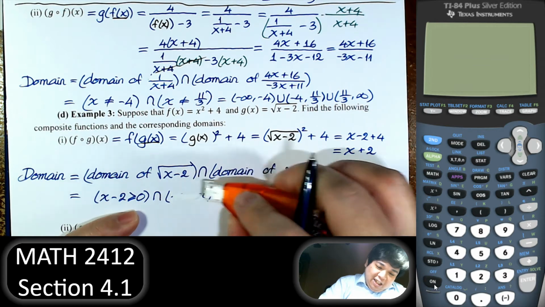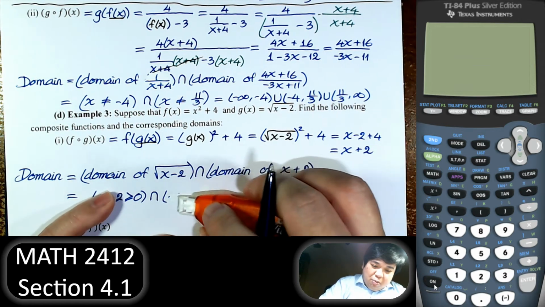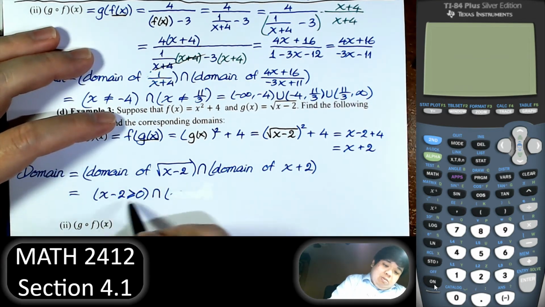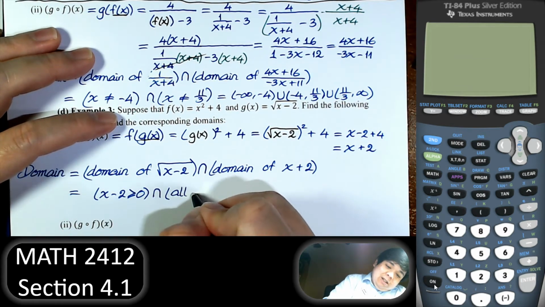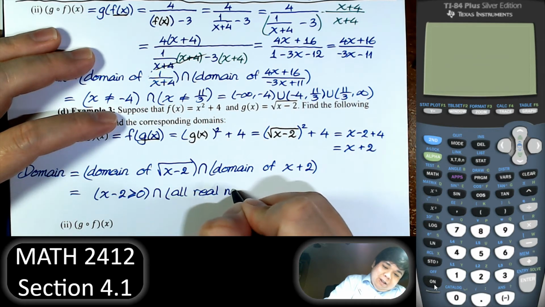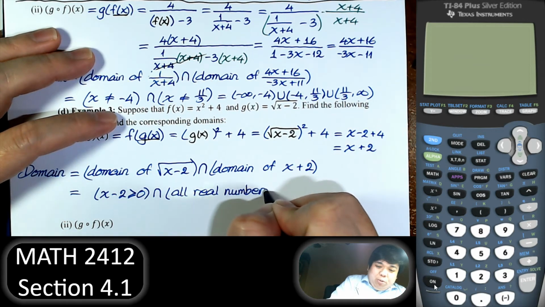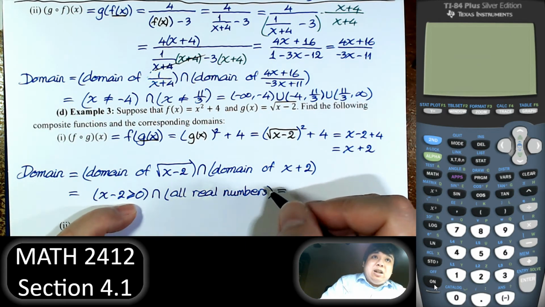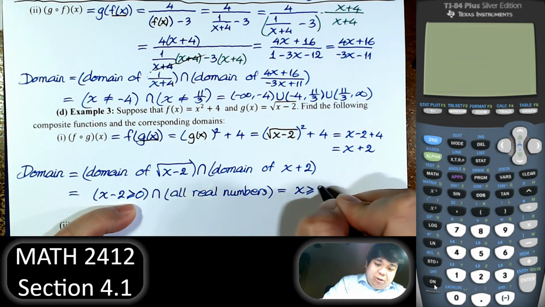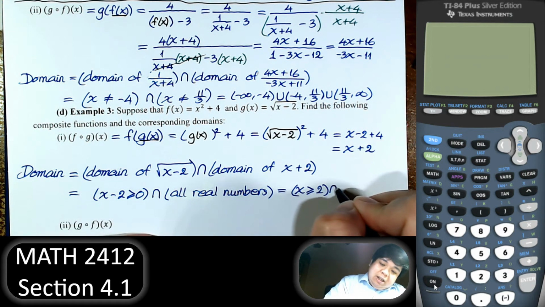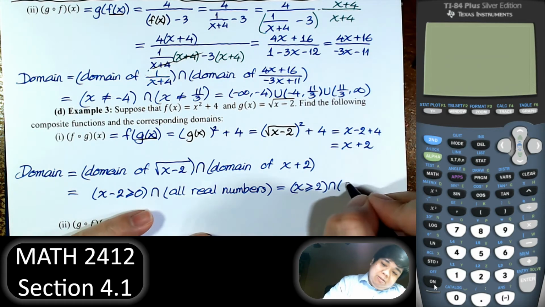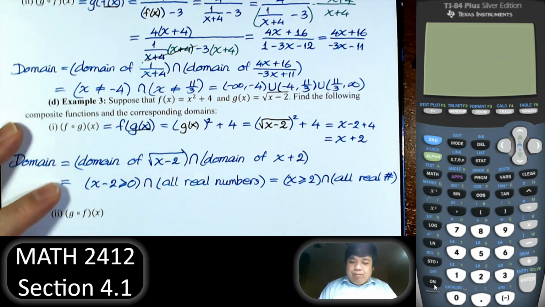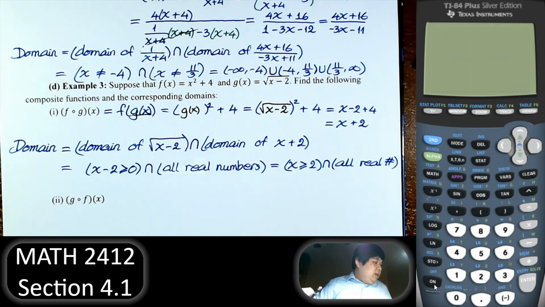At this point, the notation might not be perfect, but you know what it means. If I want to be precise, of course, I could write it like that. x minus 2 greater than or equal to 0, so I just say x greater than or equal to 2. And then intersection with all real numbers.